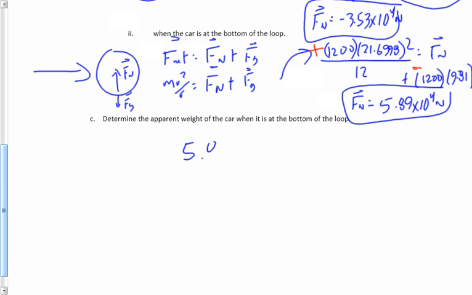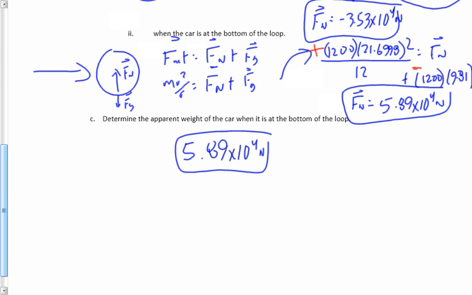5.89 times 10 to the 4. Why do you say that? Same as the normal force, yeah. The apparent weight is the same as the normal force. If I've already found the normal force, then we're done.